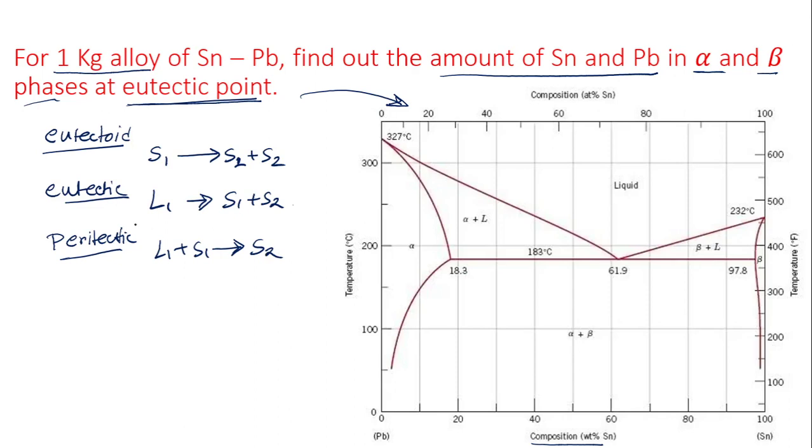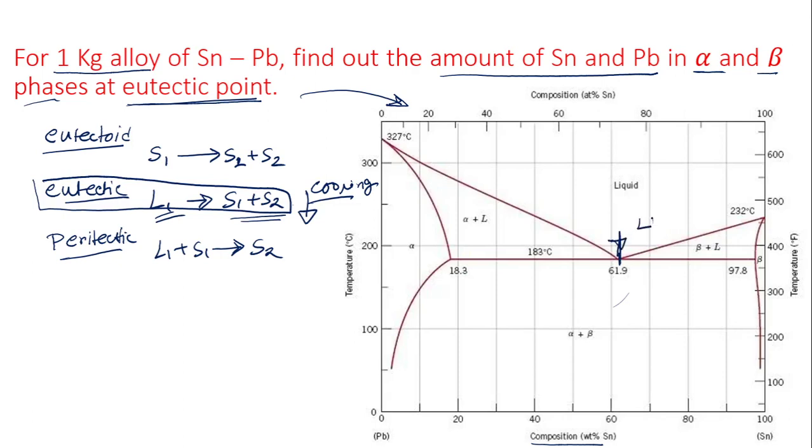Okay, now here they said eutectic point, so we have to solve the question at the eutectic point. Now try to find out the eutectic point in this diagram. What is the condition for eutectic point? One liquid will be converted into two different solids during cooling, obviously during cooling. I'm talking about cooling, not heating. So we can see this point. In this point what happened? We have liquid on this side, and alpha and beta on this side. Alpha is my solid 1, let's say, and beta is my solid 2.